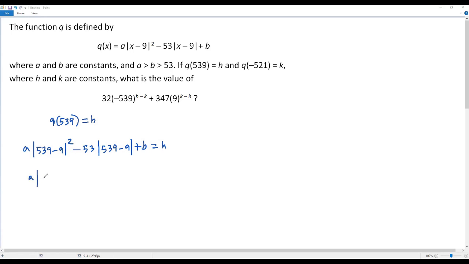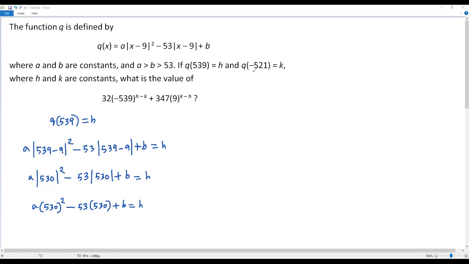Then we get a times, when I simplify this, I am getting 530. That is absolute value of 530 squared, minus 53 times absolute value of 530, plus b, equals h. The absolute value of 530 is still 530. That is, we get a times 530 squared, minus 53 times 530, plus b, equals h.